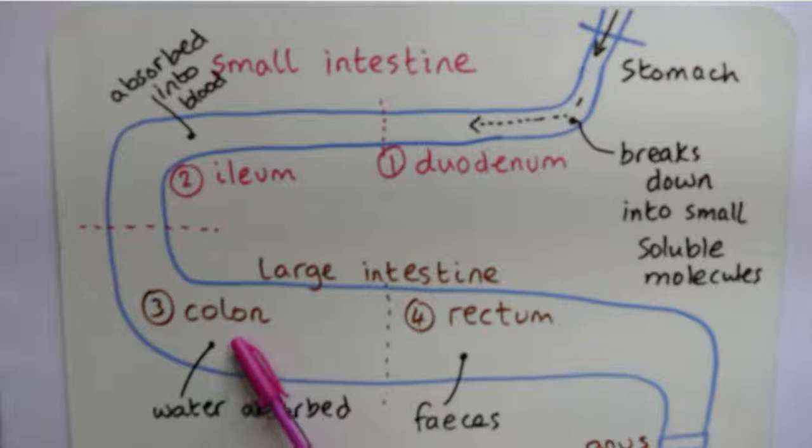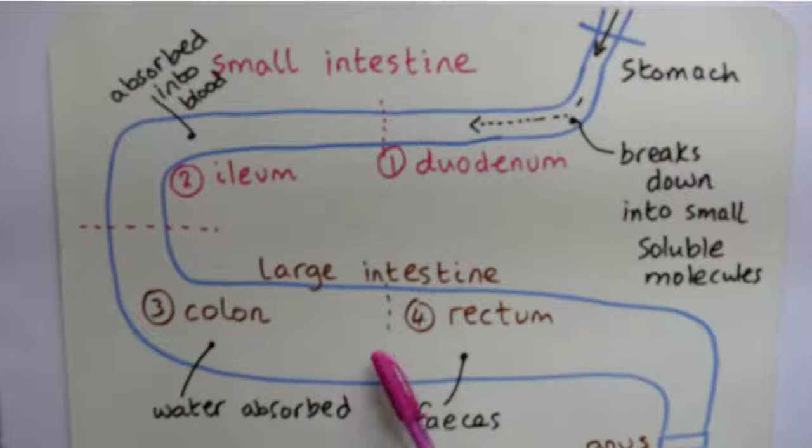Any water that needs to be absorbed is absorbed in the large intestine, in the colon. The waste is then stored in the rectum, and the waste we call feces. And when it's ready to be pushed out of the body, or expelled out of the body, it is expelled through the anus.